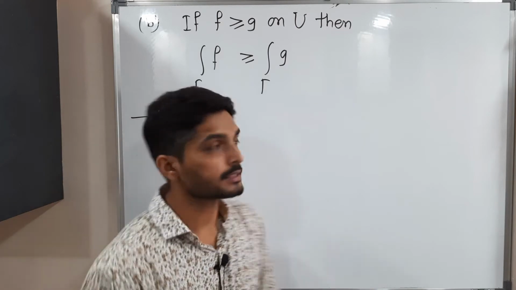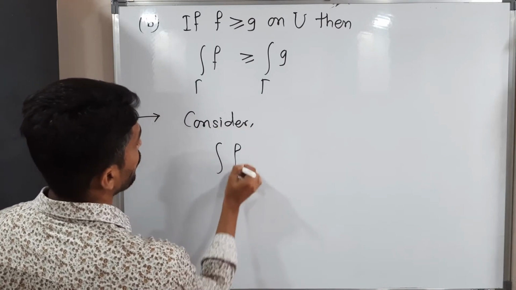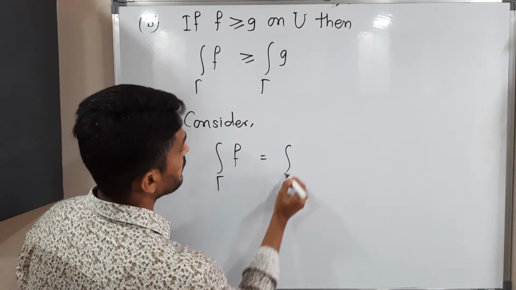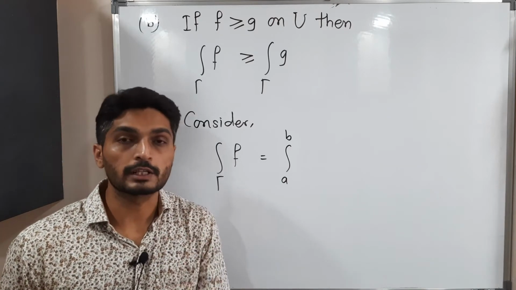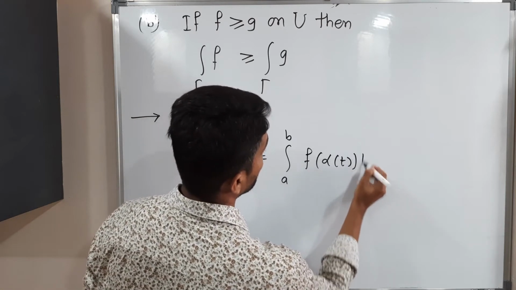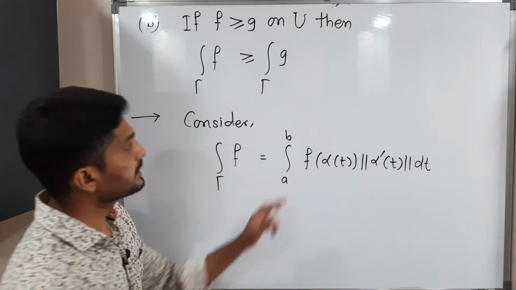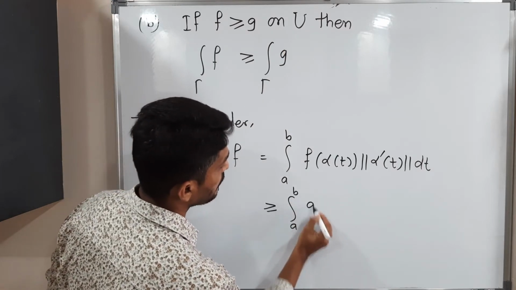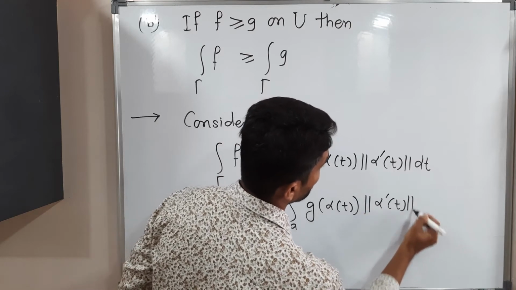So let us start with the left hand side. Consider integration of f over gamma. You know the definition of this line integral: integration a to b, since the parameterization alpha is defined on the closed interval ab, of f of alpha of t into norm alpha dash of t dt. But f is greater than or equal to g is given, so this is greater than or equal to integration a to b g of alpha of t norm alpha dash of t dt.